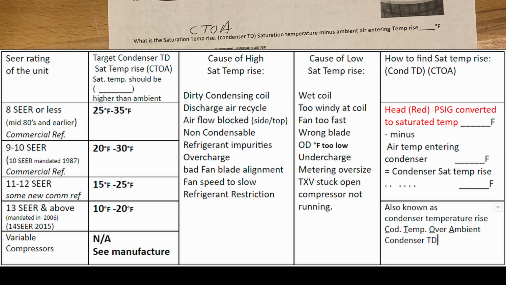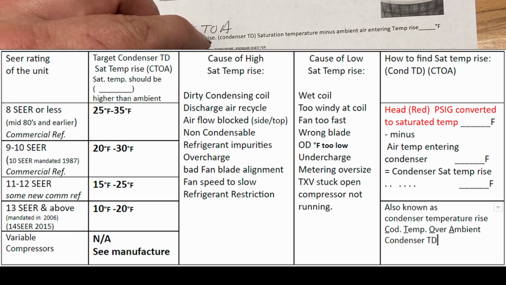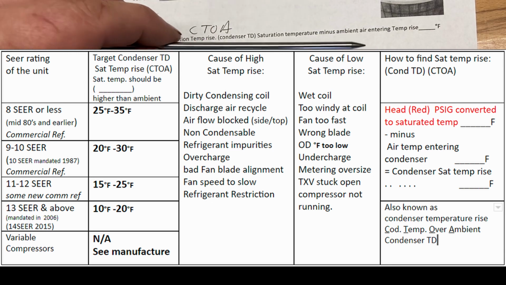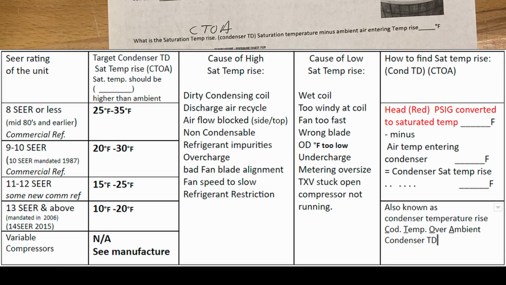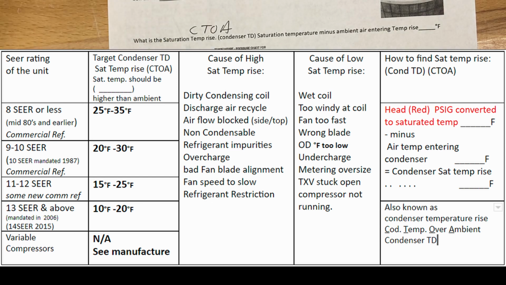If our saturated temperature rise is too high, so let's say that we have this unit right here, should be between 10 and 20, and we end up like a 30-degree saturated temperature rise, well, we know that we're too high. So we can look for a dirty condensing coil, discharged air recycling. In other words, the air from the condenser is going back over itself. Maybe there's a carport, a tree, something that's causing the air to recirculate. We could have non-condensables. We could have our air blocked, so it's dirty, or maybe a bush is next to it, or somebody built a fence next to it.